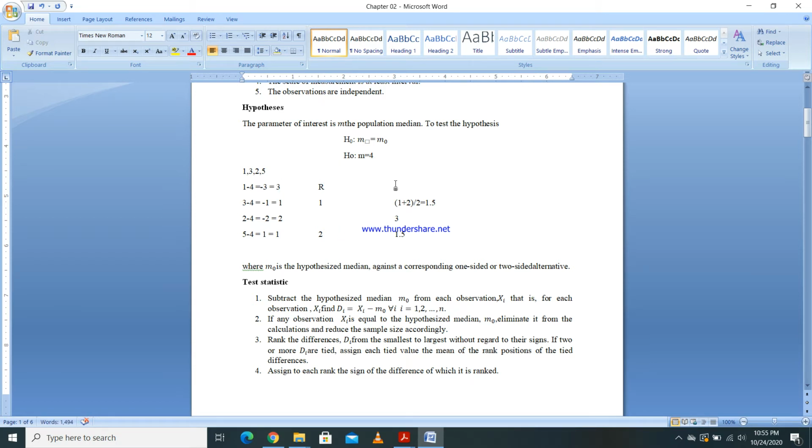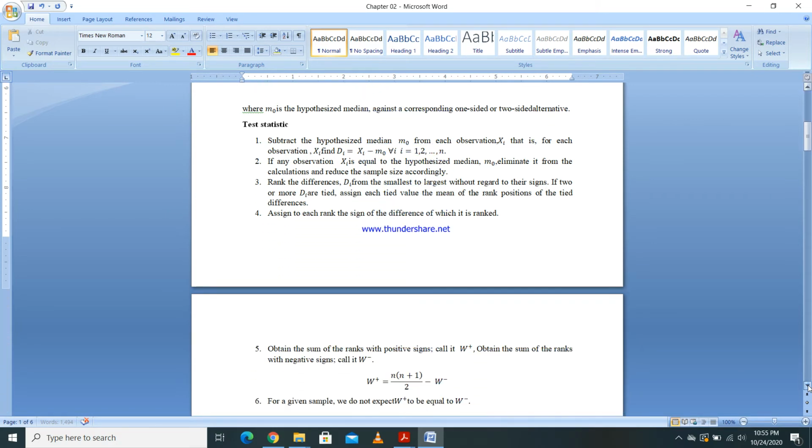So the next rank would be 4, right? That's how you have to give the rank values in your observations. So these are the ranks. That's how you calculate the ranks in your data set. So after calculating ranks, what can you do?